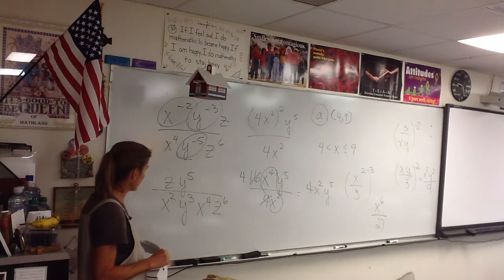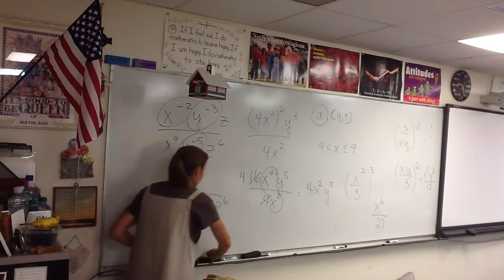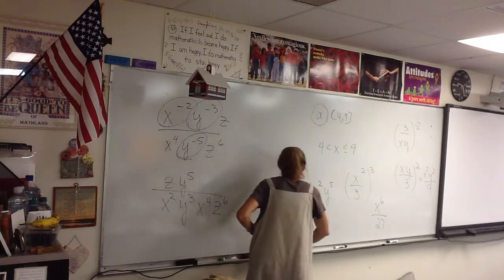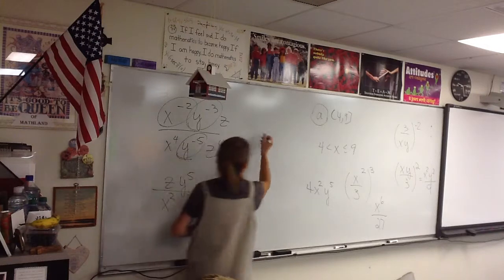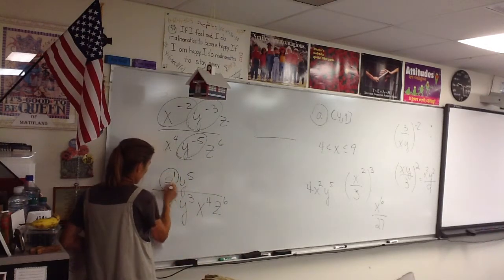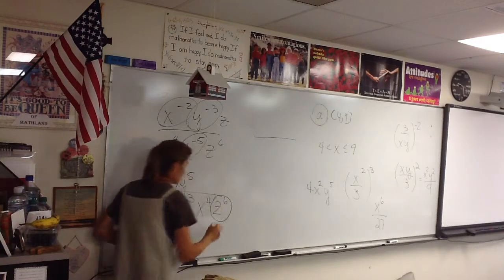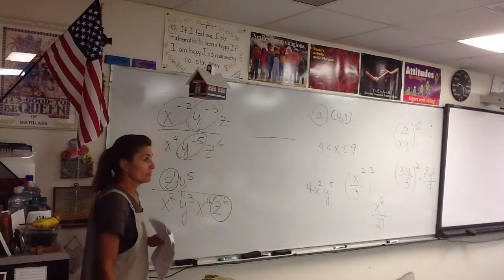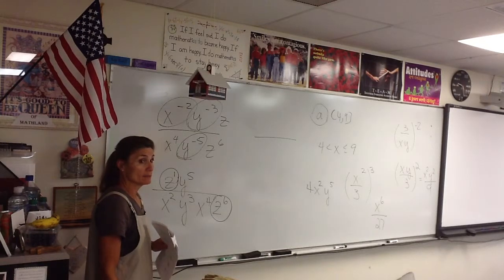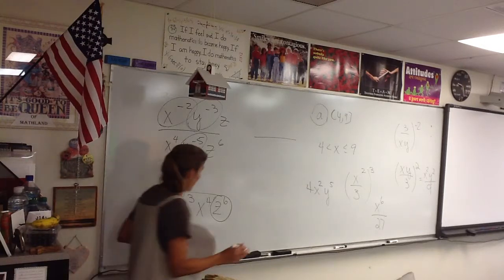That is a mess. What shall I do now? Combine like terms. All right, let's start with our z's. I got a z to the first on top and a z to the sixth on the bottom. What's that going to leave me with? Z to the fifth, on the bottom.